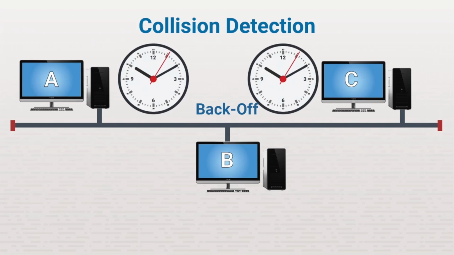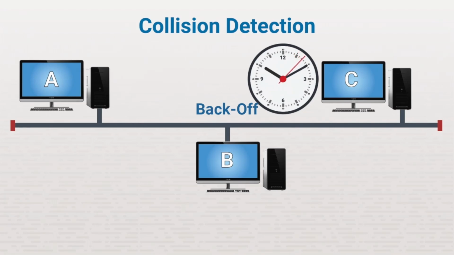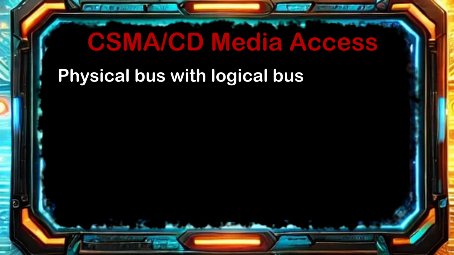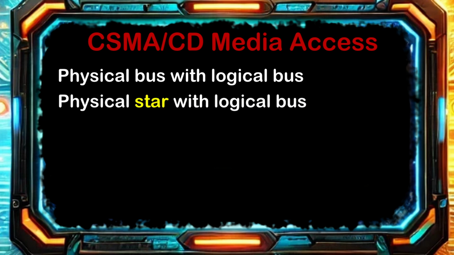Because the backup time is random, one of them should back off a little longer than the other, so when they retry, the likelihood of another collision is decreased. As we mentioned earlier, the CSMA CD media access method is designed to work on a logical bus topology, either on a physical bus with a logical bus, or on a physical star with a logical bus.